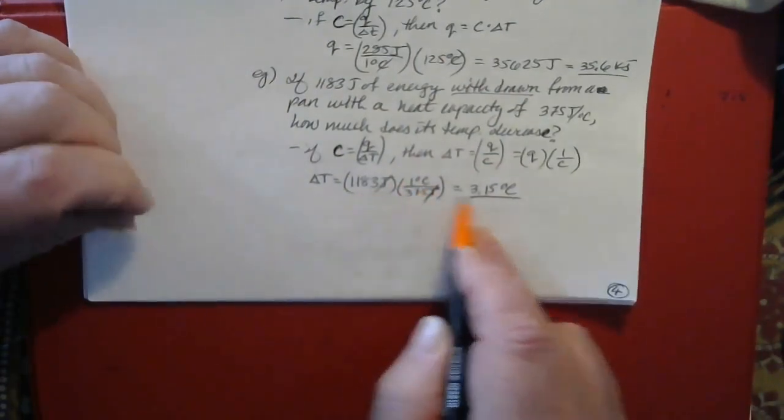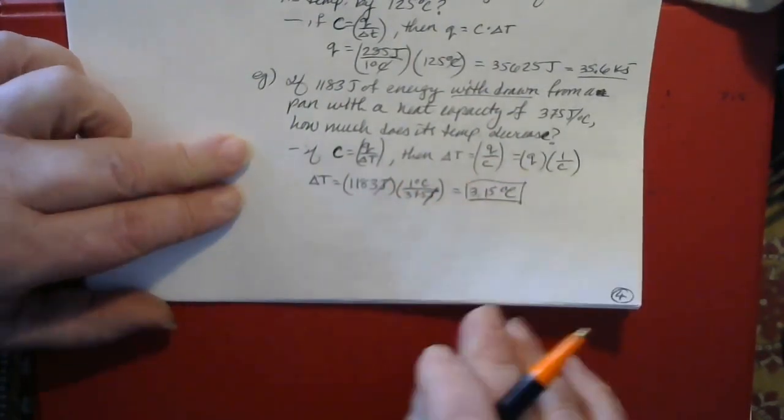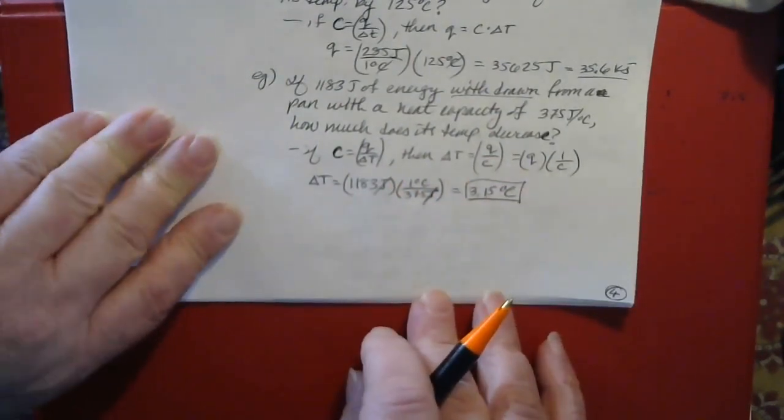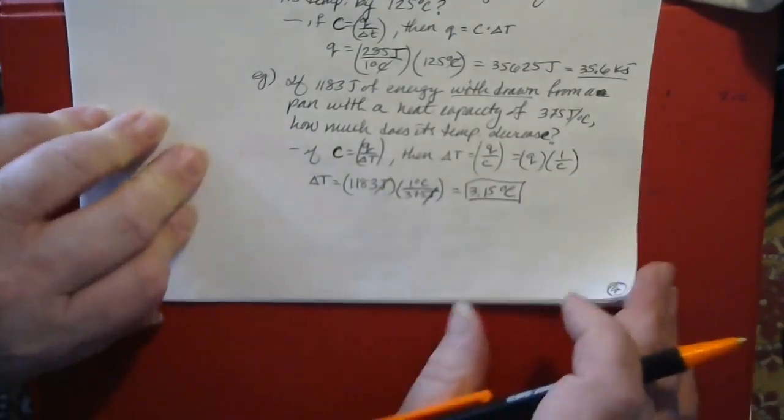1,183 divided by 375 is 3.15. So that's how much the temperature should go down. Not too bad.